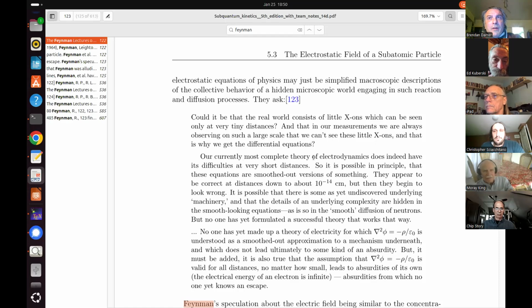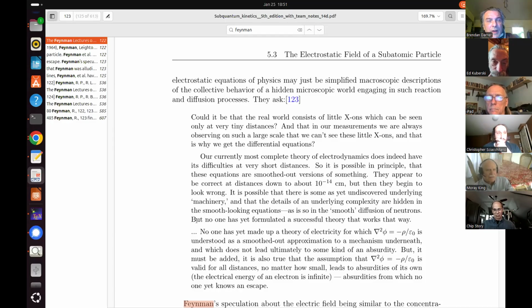Our currently most complete theory of electrodynamics does indeed have its difficulties at very short distances, so it is possible in principle that these equations are smoothed out versions of something. They appear to be correct at distances down to 10 to the minus 14 centimeters, but then they begin to look wrong. Is it possible that there is some yet undiscovered underlying machinery, and that the details of an underlying complexity are hidden in the smooth-looking equations, as is so in the smooth diffusion of neutrons?